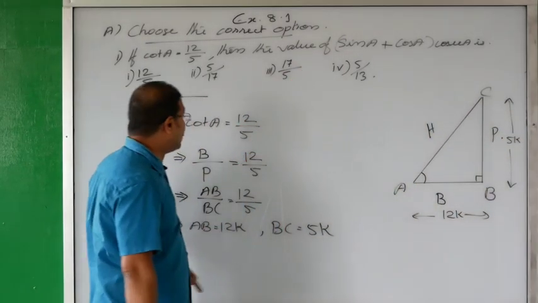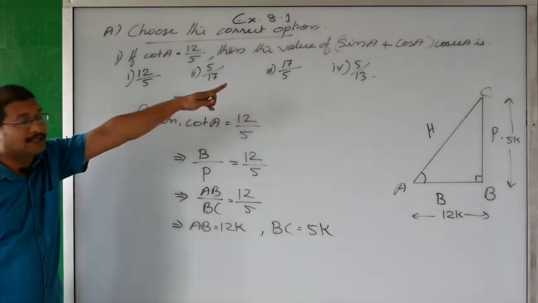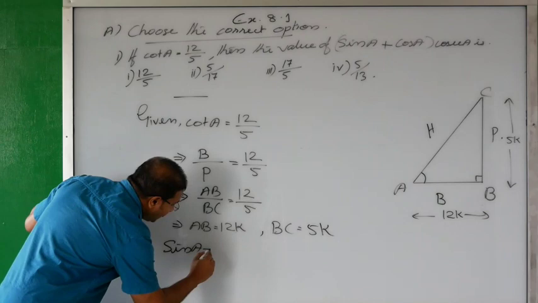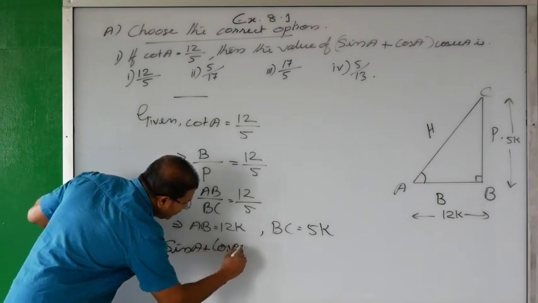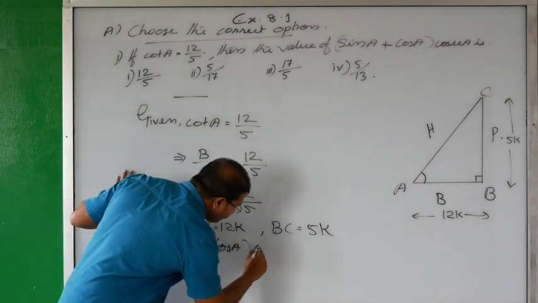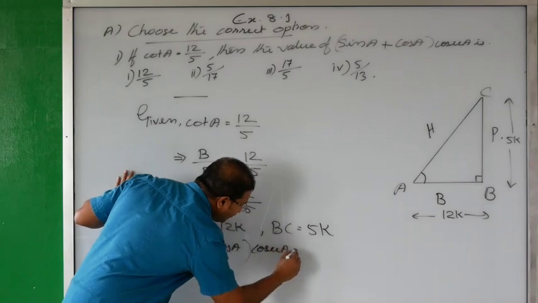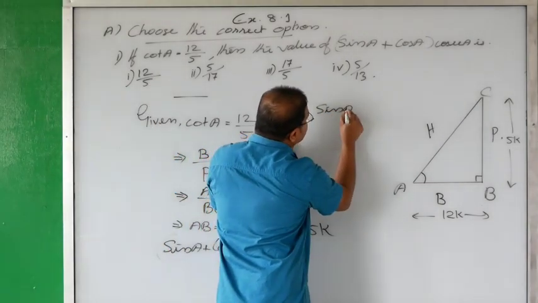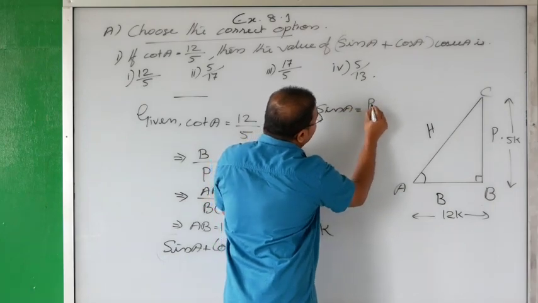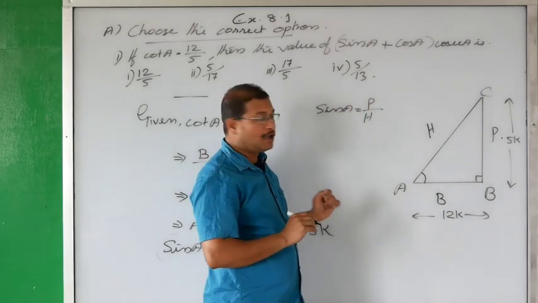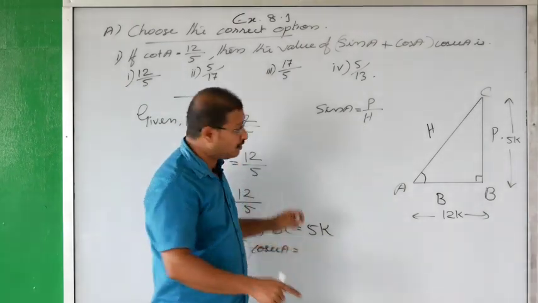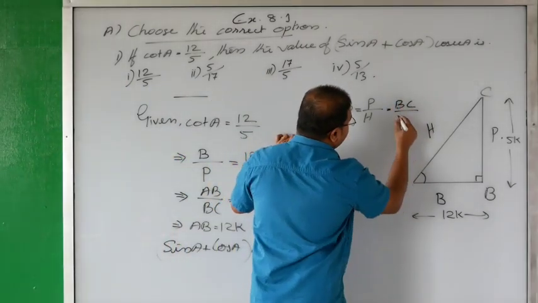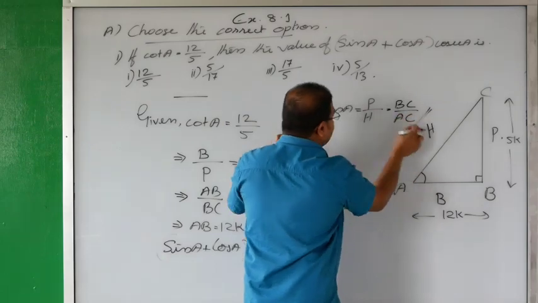Let's see what we want to do now: (sin A plus cos A) into cosec A equals. What is sin? Sin is perpendicular by hypotenuse. According to this diagram, the perpendicular is BC and the hypotenuse is AC. Is it okay? So we got sin.